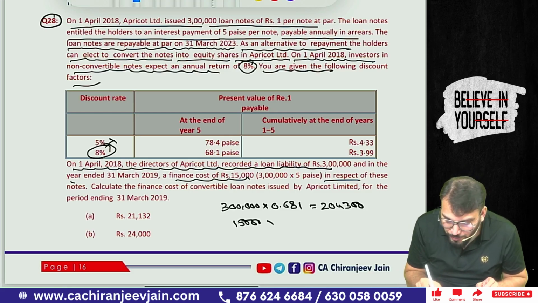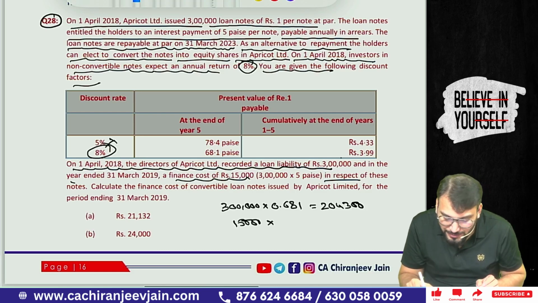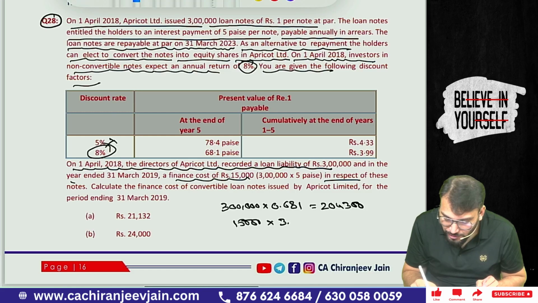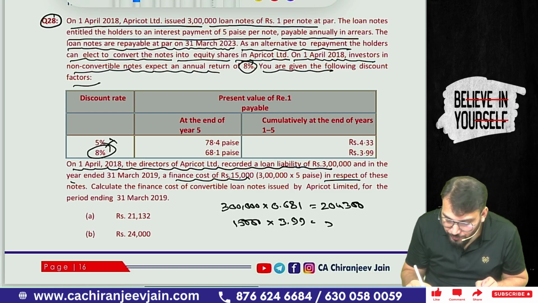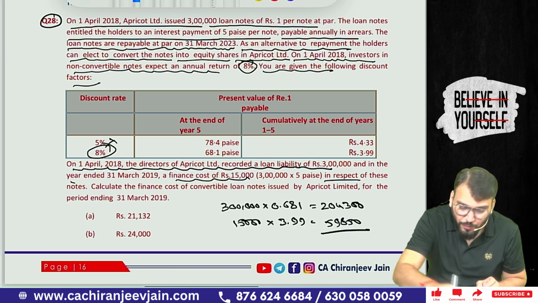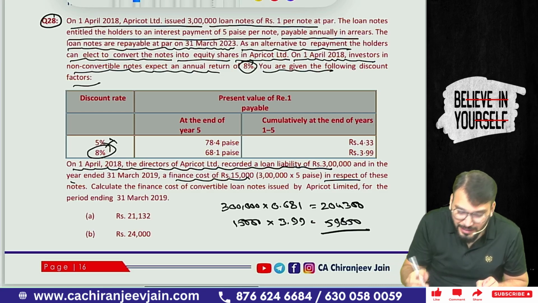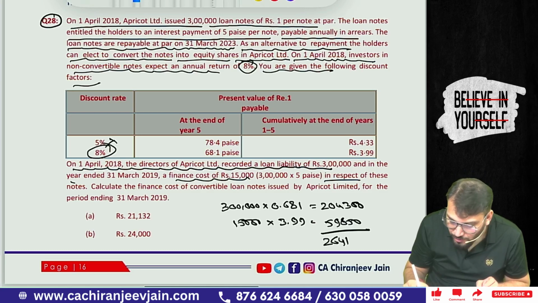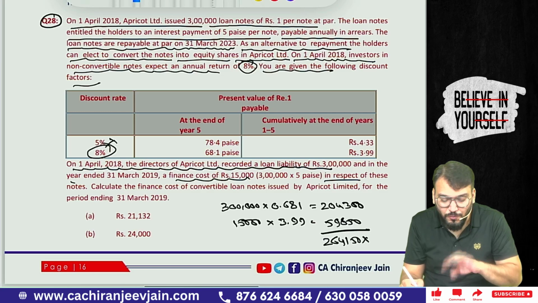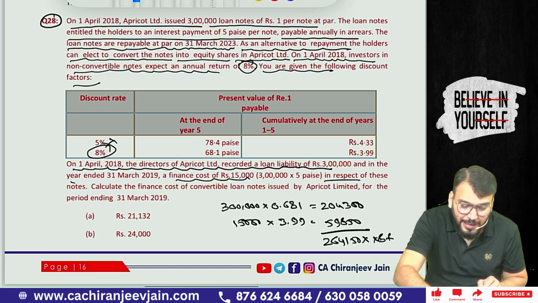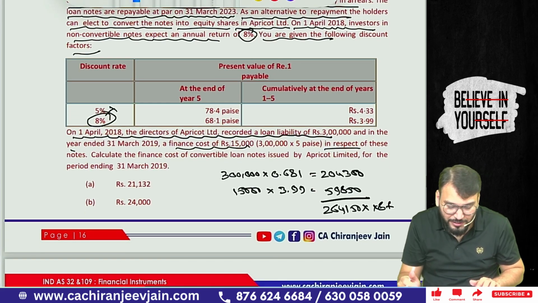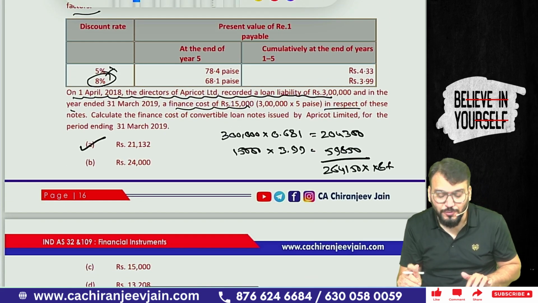15,000 you will multiply by the cumulative annuity factor, that is 3.99. So 15,000 into 3.99 is equal to 59,850. The total becomes 2,04,300 plus 59,850, that is 2,64,150. Now for this we will find the interest. Interest will be at 8%, so multiplied by 8%, it is 21,132. So option A is correct.